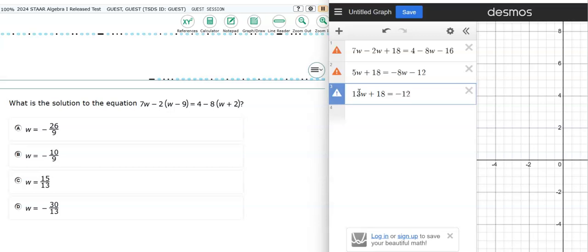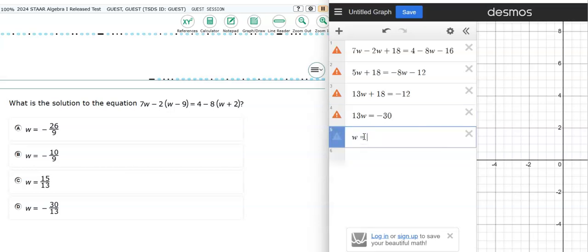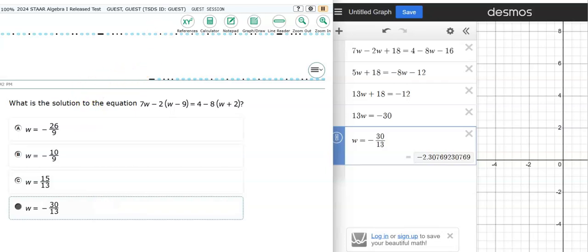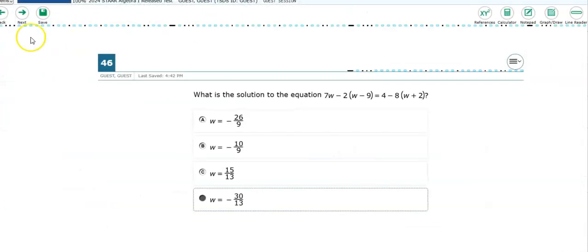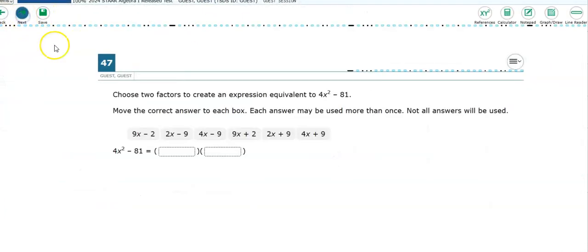Okay, and then I would subtract 18 from both sides, and by subtracting 18 from both sides, -12 minus 18 is -30. Now we have that. And then finally, by dividing by 13, you end up with the strange answer that is -30 over 13, and that is what D says. Whoa, crazy question, right?